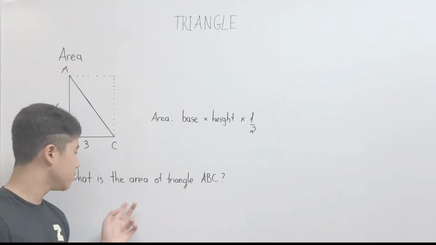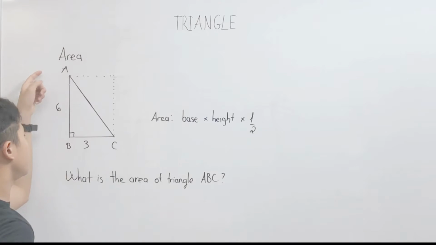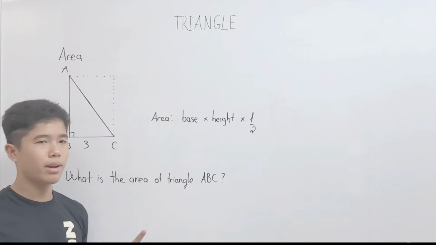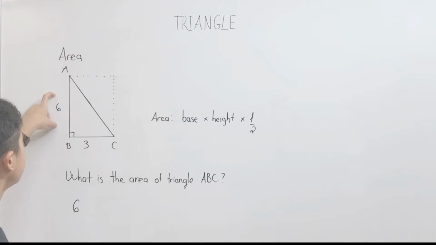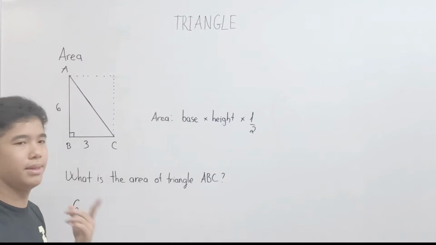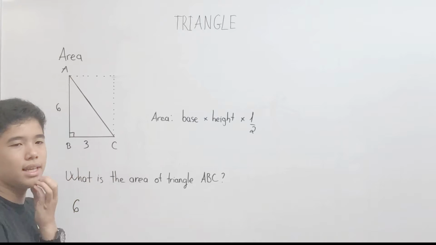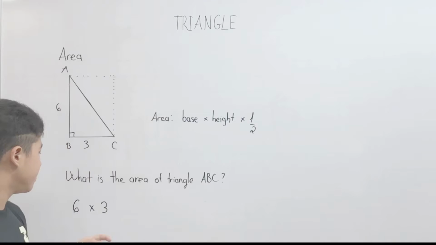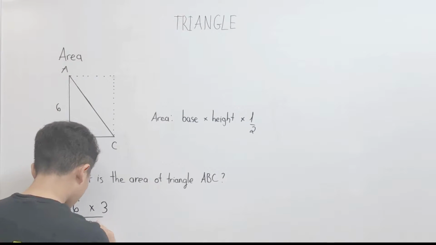So they ask us for the area of triangle ABC. This triangle is named ABC. Using the formula, let's calculate the area. First, we have the height right here. Side AB is the height of triangle ABC, times the base. The base is BC, which means 6 times 3. And then times 1 over 2, or you can write divided by 2.